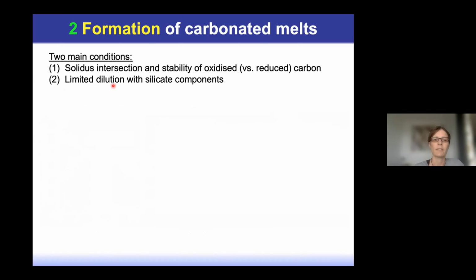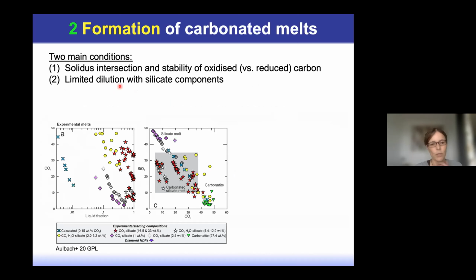The other condition is that you want to limit dilution with silicate components. This is a plot showing CO2 concentration in the melt as a function of liquid fraction. And on the right, it's CO2 versus silica content. And you can see that if you increase the melt fraction, your CO2 content decreases. And this is because CO2 is highly incompatible. It goes into the melt at the first instant, and then continued melting will cause its content to be diluted while the concentration of silica increases. So if you want to have a carbonated silicate melt or even a carbonatite, you must keep the melt fraction low.